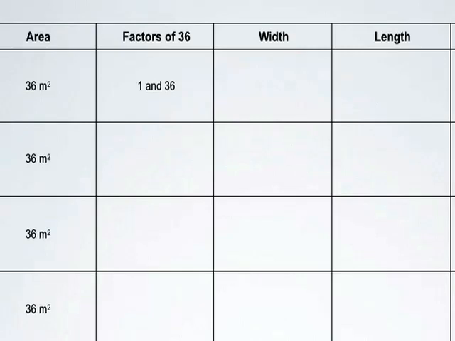The first case we'll take a look at is when we have factors of 1 and 36. Factors meaning two values that can multiply together to get us this fixed area of 36 meters squared. So we're going to have a width of 1 and a length of 36. Notice that 1 times 36 gives us our area of 36 meters squared. What we're going to have a look at is what would be the perimeter of the rectangle when we have a width of 1 and a length of 36.